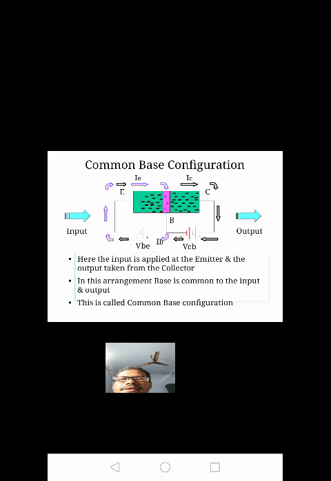Common base configuration. In a transistor, mostly NPN, there are more electrons in the two N regions, and the holes, nothing but P type material, are in between. Here the input is applied at the emitter and the output is taken from the collector. In this arrangement, the base is common to the input and output. That's why it is called a common base configuration.